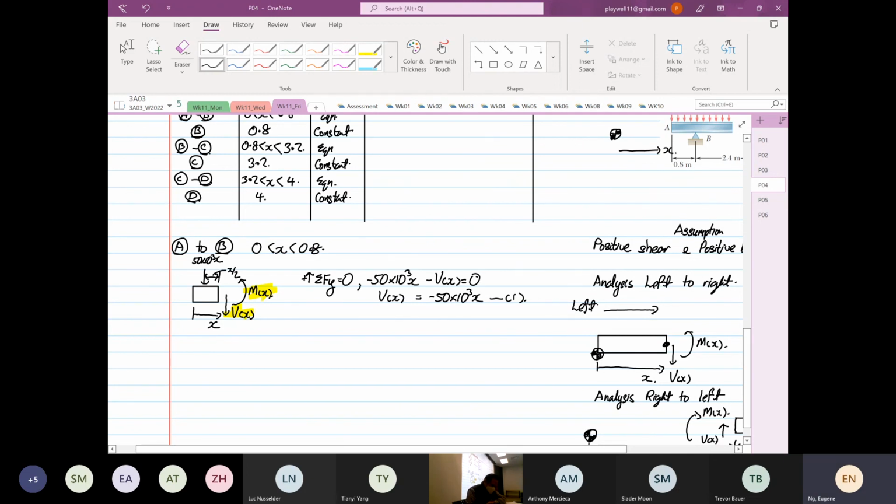Let me see again. Yep, okay. Then we are going to take moment. I mentioned taking moment in the z direction at point x equal to 0. What this means is we're going to take moment at this pink dot that I'm drawing now. You see the pink dot over there? That's where we are taking our moment. The 50 times 10 to the power 3 x is going to be anti-clockwise. So 50 times 10 to the power 3 x, then we multiply by x over 2. Then we add M as a function of x.